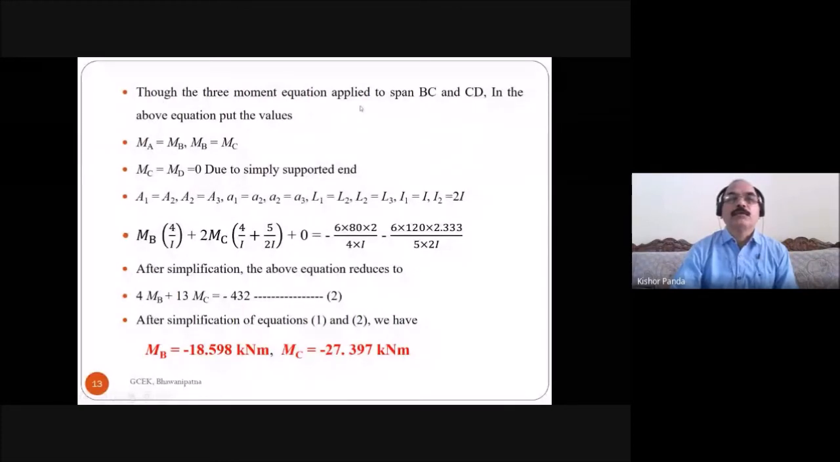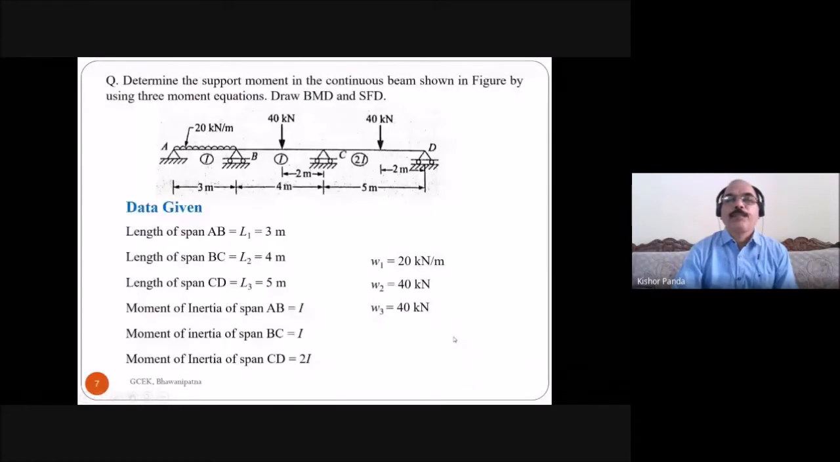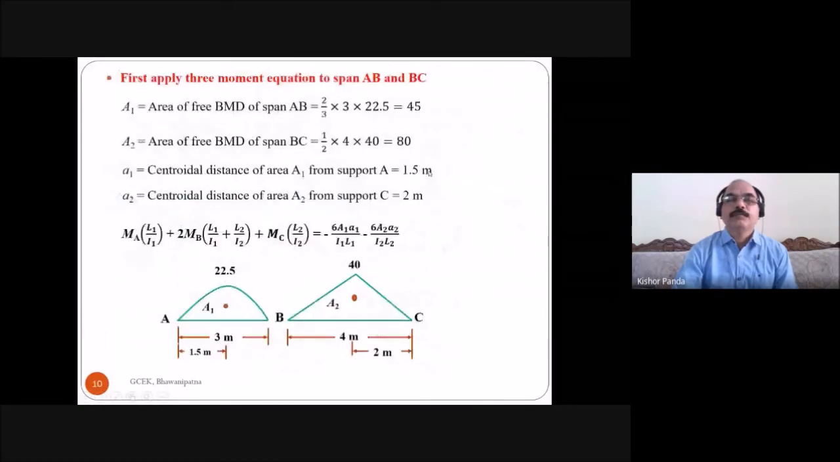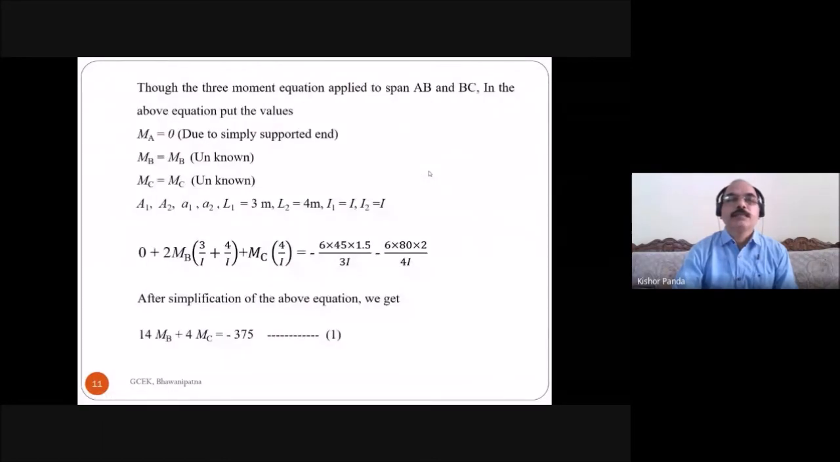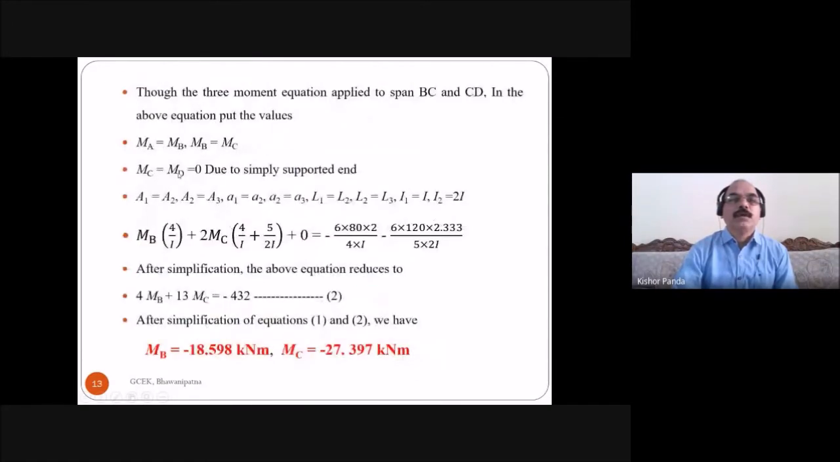The three moment equation is applied to span BC and CD. In the above equation, put the values. MA is equal to MB, MB is equal to MC, then MC is equal to MD is equal to 0 due to simply supported end. So this end is your simply supported, so here the moment is 0.